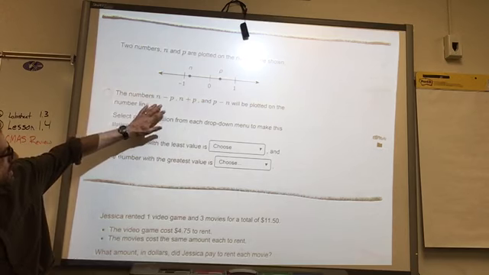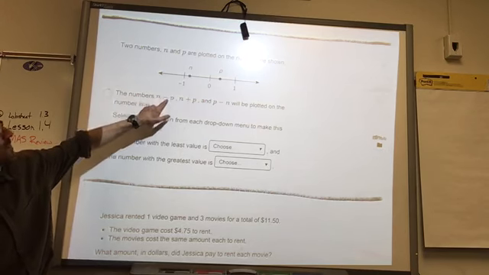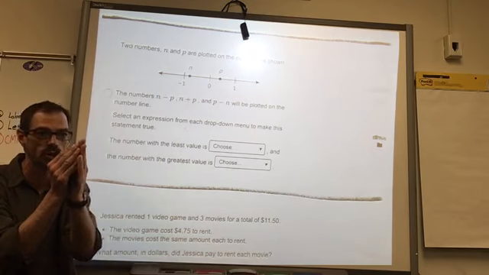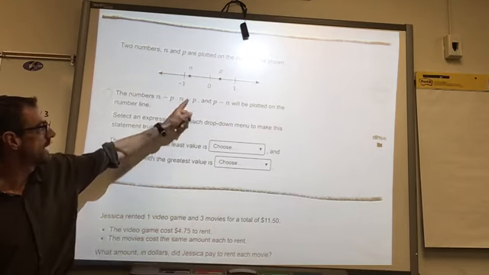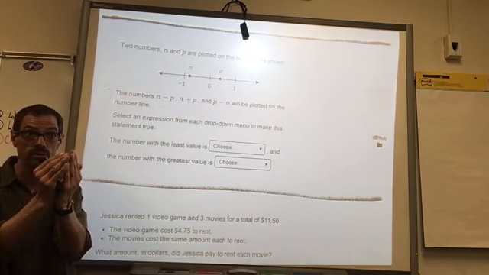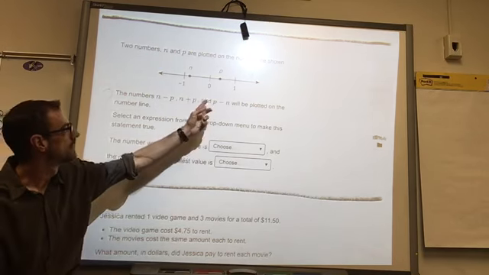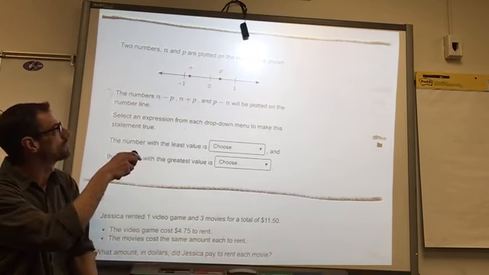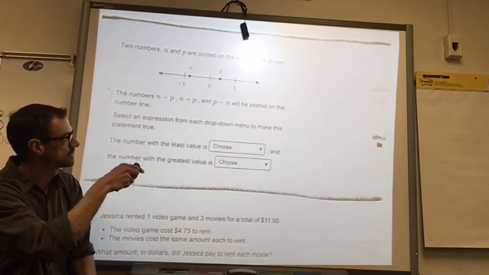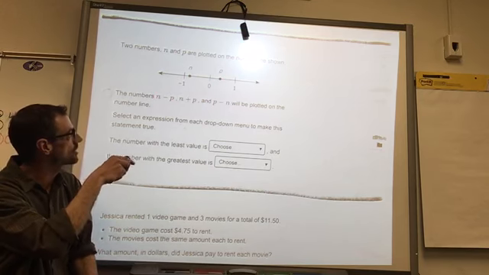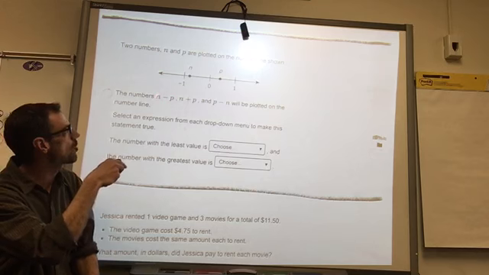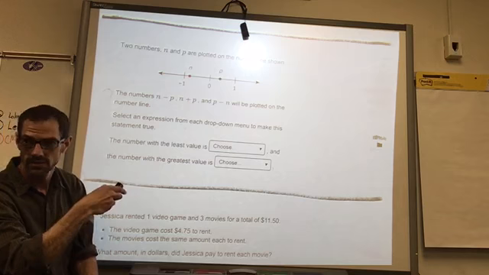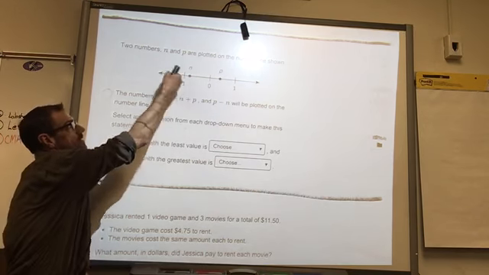So here are the numbers: n minus p. When I put those together, that's going to be a number. n plus p, that is another number. And p minus n, another number. If I was to plot them, meaning put them on the line, where would n minus p go? Is it on this side or on that side? It's on the left side.